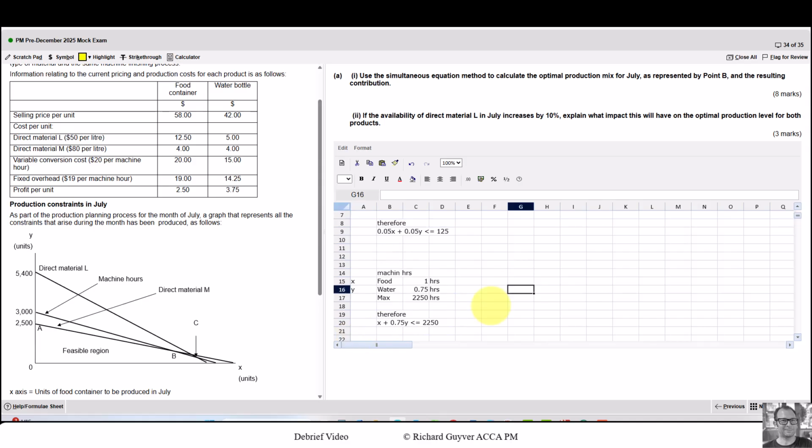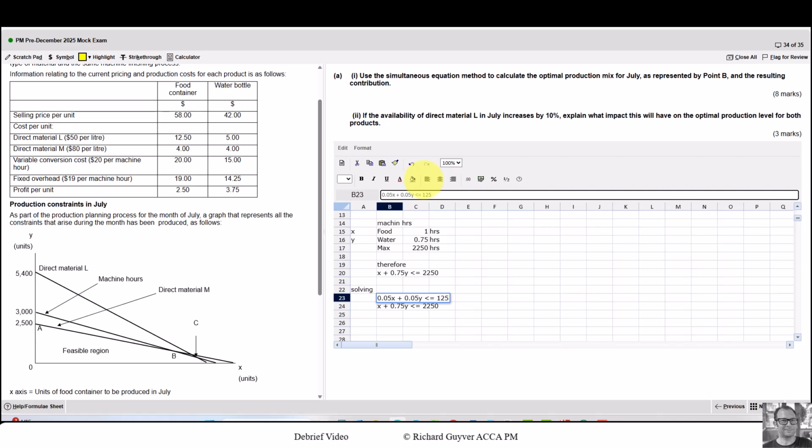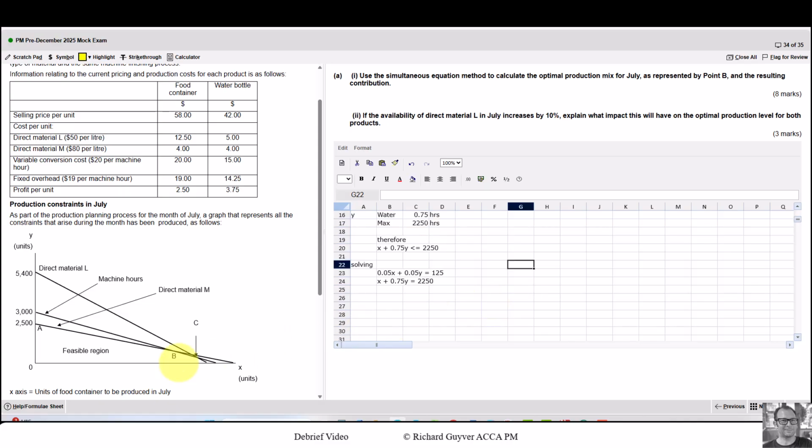And so this equation, x plus 0.75y is less than or equal to 2250, is this straight line here. And as I said before, at the point B where they cross, this value of x and this value of x are the same, and this value of y and this value of y are the same. When we come to solve them, we can drop the less than sign because we solve on the line, which is where equals is at play rather than the less than sign.